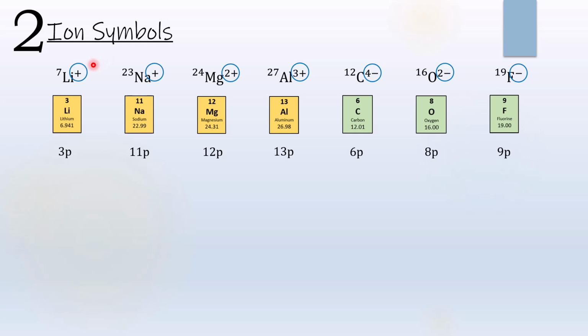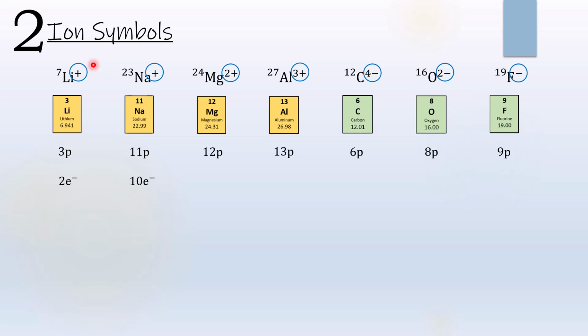So if I've got a positive charge, a single unit of positive charge on this lithium atom here, well, that would tell me I have one more proton than I do electrons, leaving me with 2 electrons in this ion. Same thing for sodium. I've got one more proton than I do electrons to give me that 1 plus charge on the sodium 23 ion.